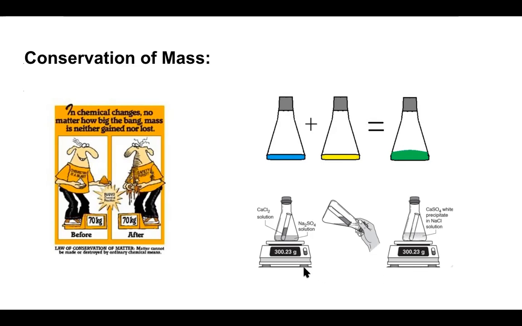Look at this pictorial presentation. See, before the reaction, the mass is 300.23 grams. Then after the reaction, you have the precipitate in a sodium chloride solution. Still, if you look at this, the mass is the same. During this reaction, the mass is 300.23 grams before and after. So they are the same. I want to show you a video for this. Then after the video, we'll work a couple of problems.